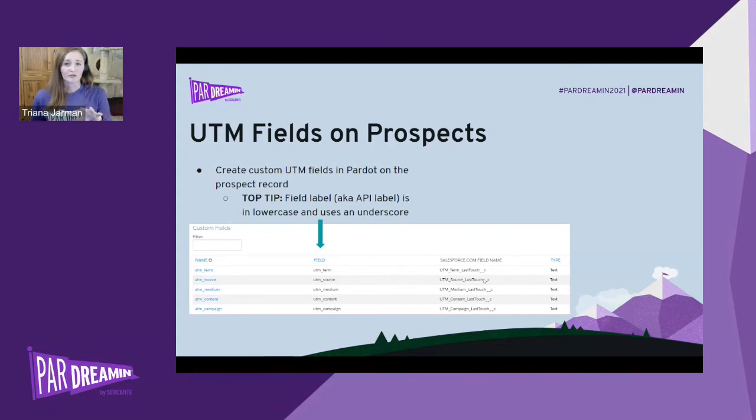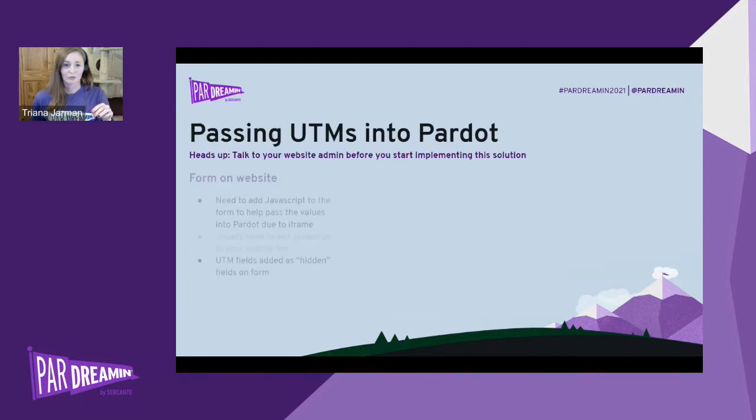So we've got our UTM fields set up. Now we need to get the data passing into Pardot first. So again, talk to your website admin to make sure that they can support you with this, because whether you've got a form on the website or you're using a form handler, you're going to have some JavaScript involved. So you need to add JavaScript to the form itself in Pardot to help capture the UTM parameters.